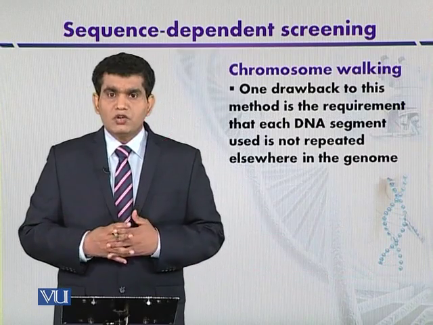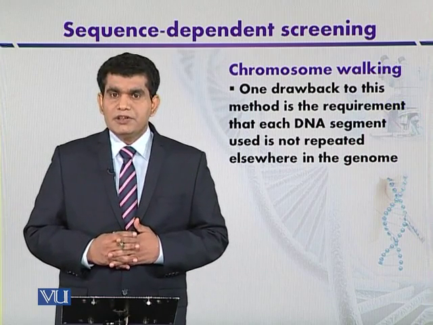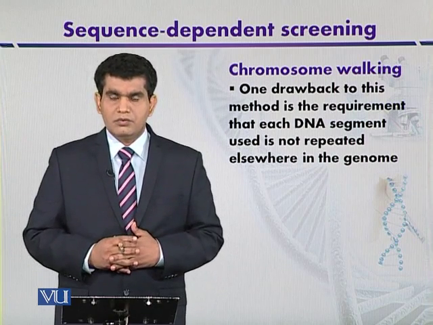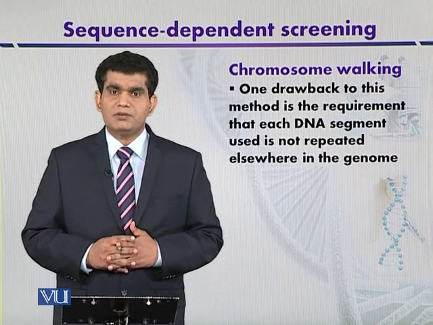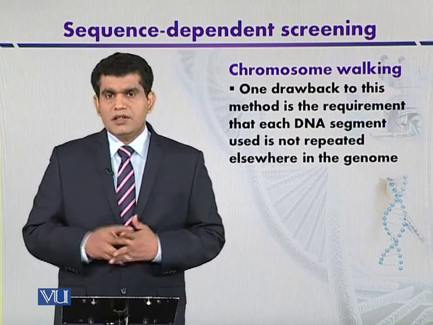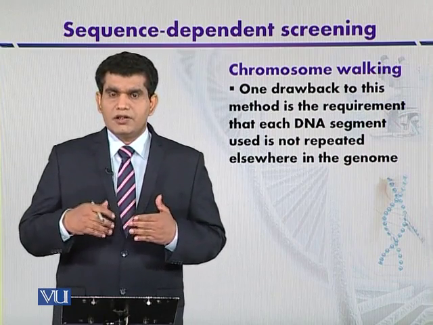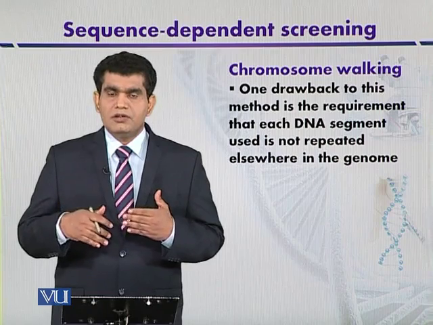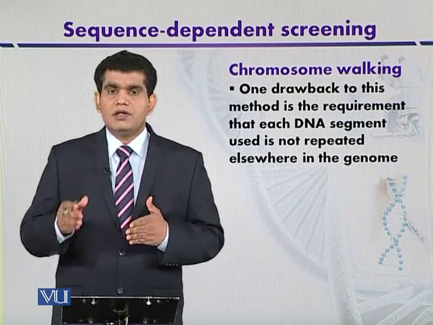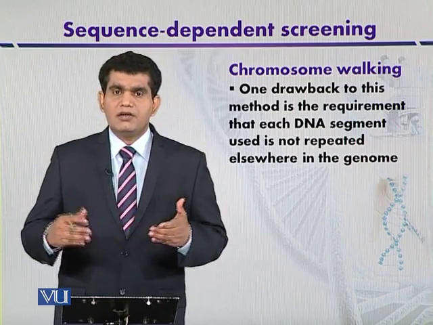One drawback of chromosome walking is that repetitive DNA must not be present elsewhere in the genome, because if repetitive DNA is present, the detection may be confusing. This technique of chromosome walking has been used extensively for the detection of different genes in Drosophila, because in Drosophila the repetitive DNA segments are not prevalent when compared with higher organisms.